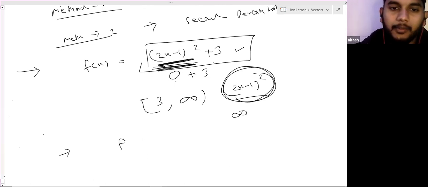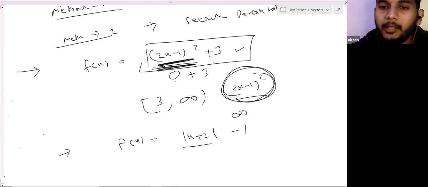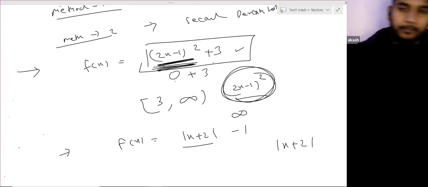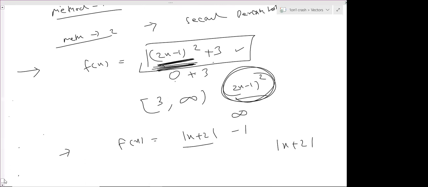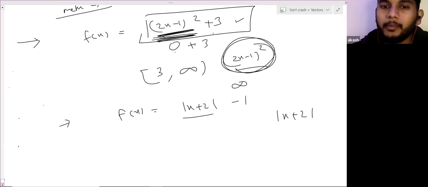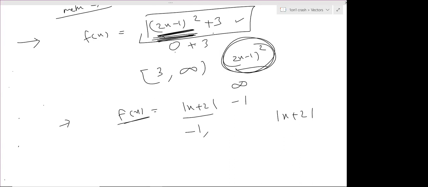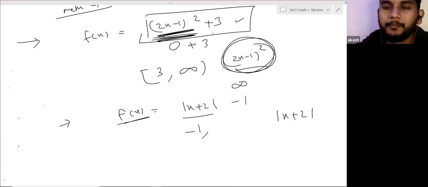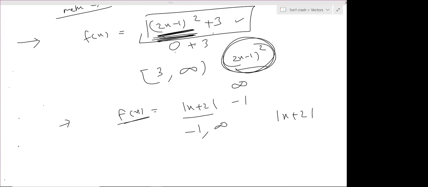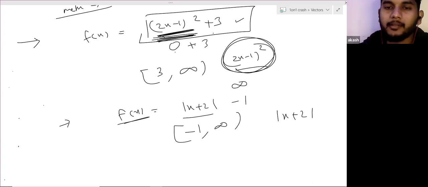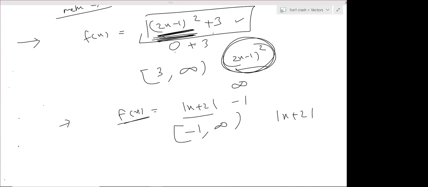And you can see the second question also. f of x equals mod of x plus 2 minus 1. Again, this modulus function, what is the minimum value of a modulus function? 0. So what will be the minimum value of f of x? Minus 1. And maximum would be? Infinite. Right. So I hope these things are clear.